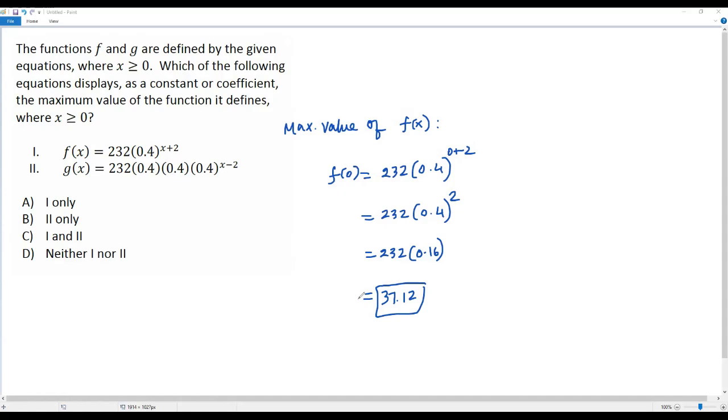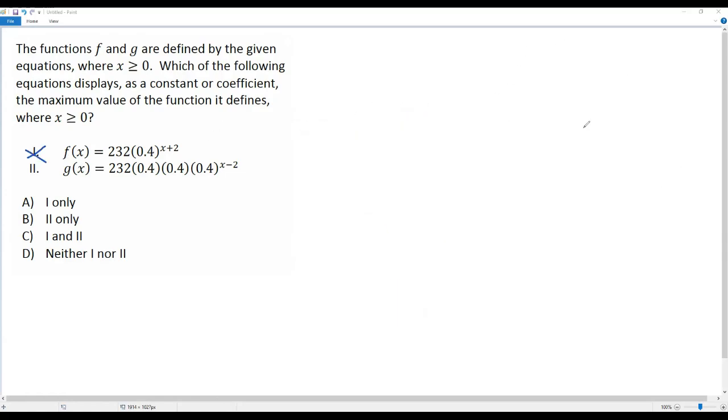Now we have to check whether this maximum value 37.12 is displayed as a constant or coefficient in the function f of x. No, this maximum value 37.12 is not displayed as a constant or coefficient over here. So we can reject the function f of x in statement 1. Okay, now let me erase this. Let's reject statement 1.